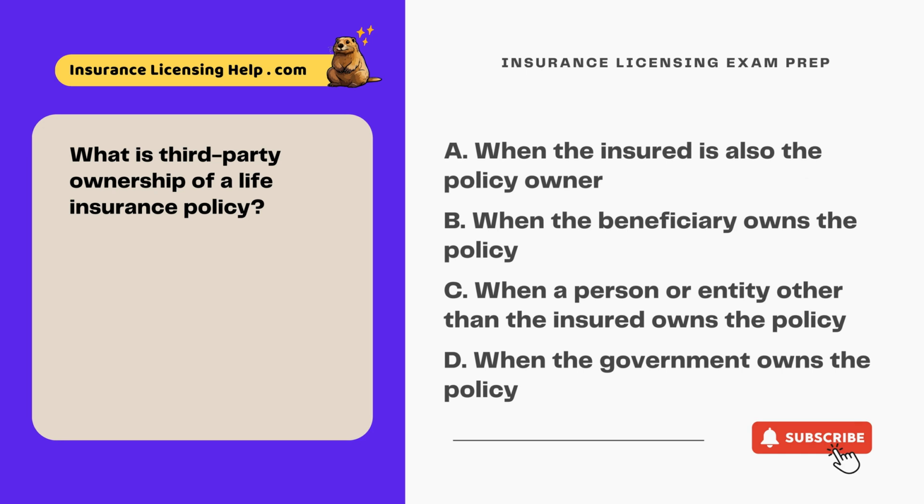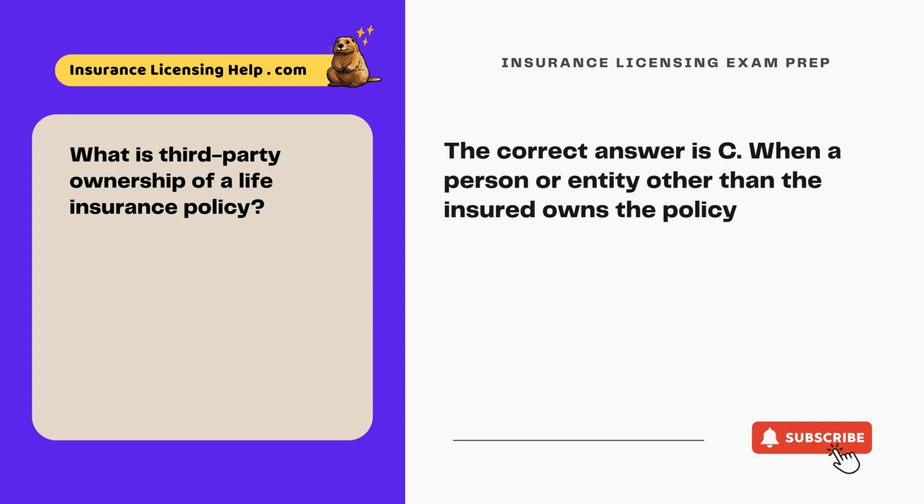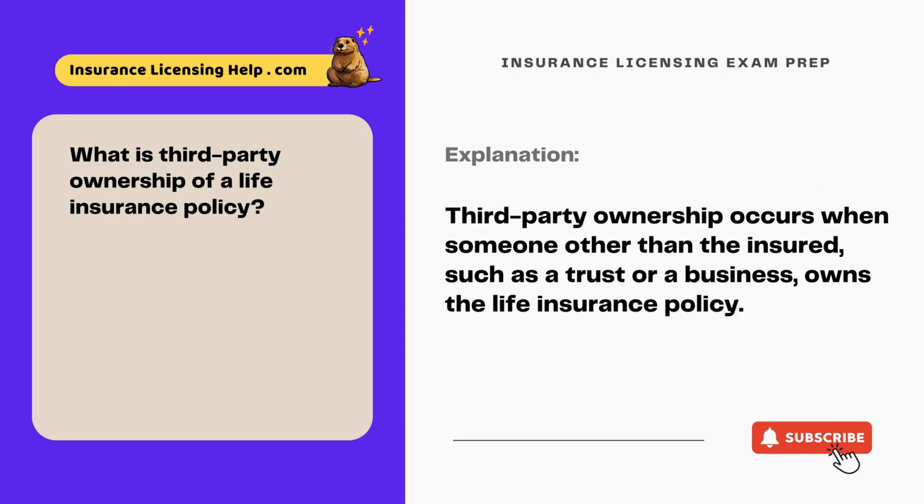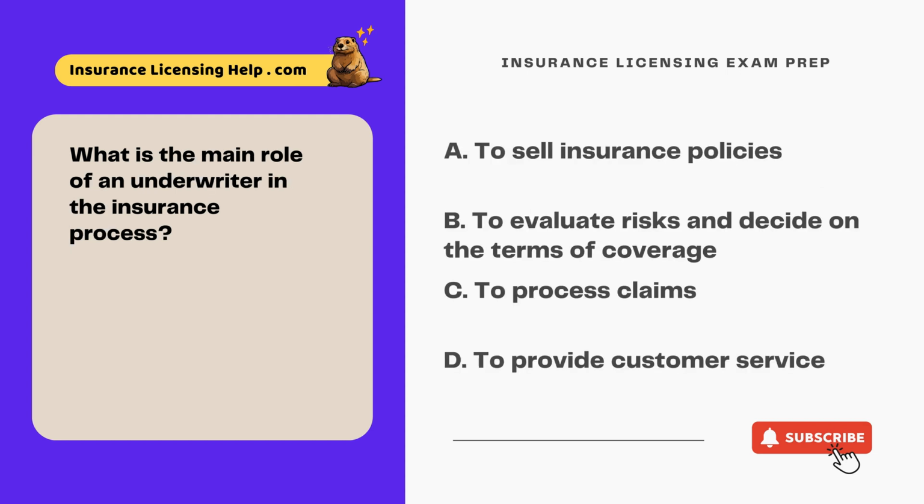What is third-party ownership of a life insurance policy? A. When the insured is also the policy owner. B. When the beneficiary owns the policy. C. When a person or entity other than the insured owns the policy. D. When the government owns the policy. The correct answer is C. When a person or entity other than the insured owns the policy. Third-party ownership occurs when someone other than the insured, such as a trust or a business, owns the life insurance policy.